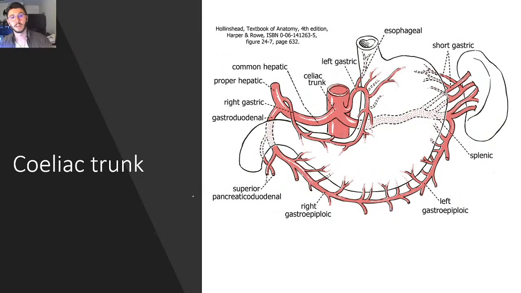So we'll talk briefly about the celiac trunk. So the celiac trunk here is quite complex. It supplies a lot of the top part of the abdomen, a lot of the important organs there. But we can simplify it quite easily. There's sort of three main branches to think about. So the first branch is the splenic one, so that's number one. Number two is the left gastric, so that's number two. And number three is the hepatic, which goes to the liver.